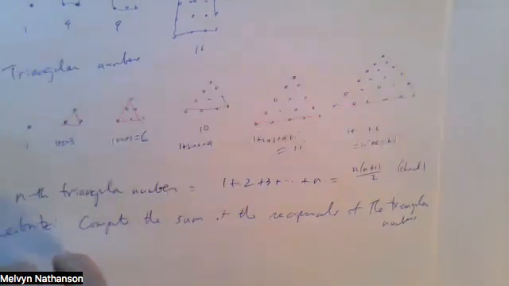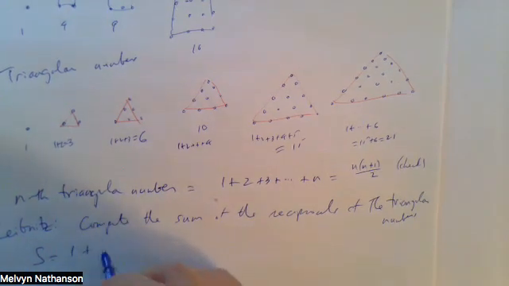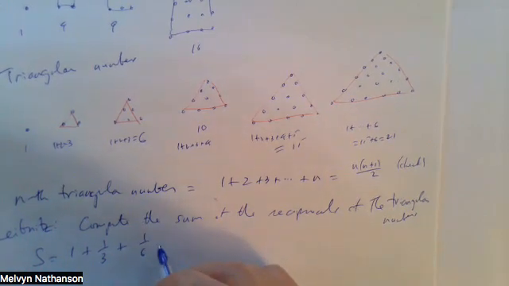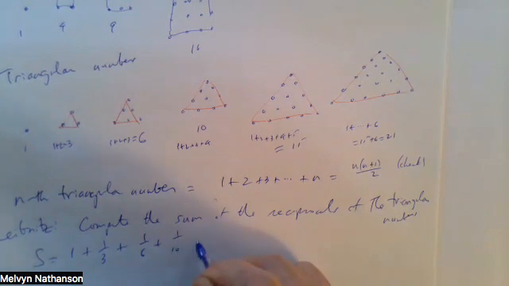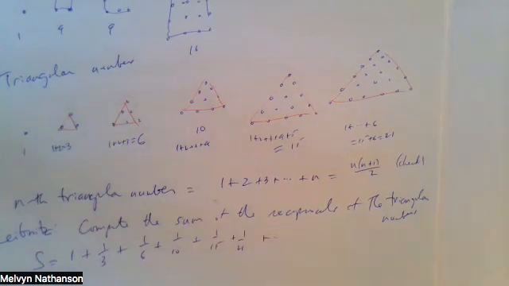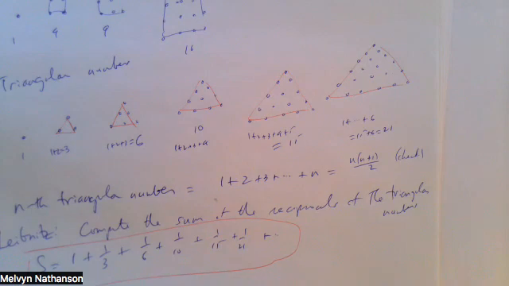That is, the first number is 1, 1 over 1 is 1. The next number is 3, so it's 1 plus a third. The next number is 6, so that's 1 over 6. The next number is 10, so it's 1 over 10, 1 over 15, 1 over 21, and so forth, right? So here we have this infinite series, which is the sum of the reciprocals of the triangular numbers. And what is it equal to?